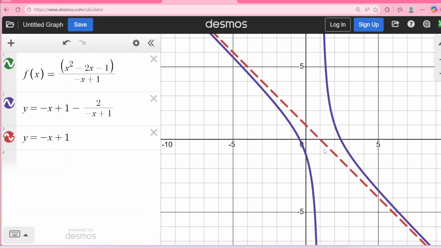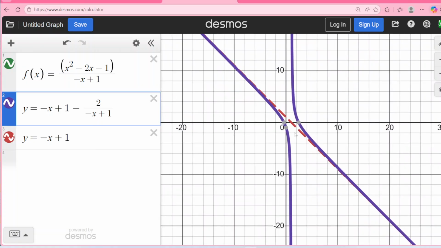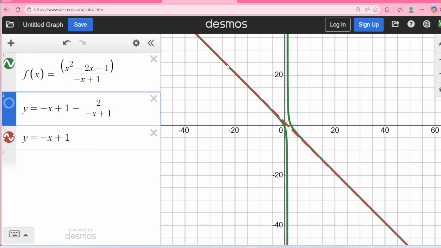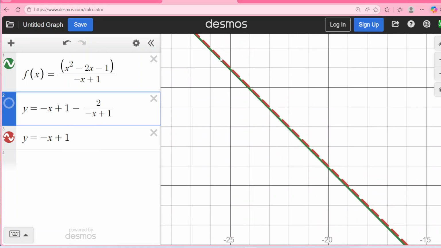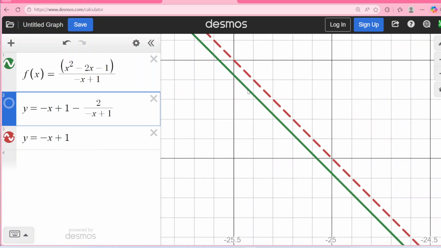So look at the graph. See how to the far right, the graph is approaching this red dotted line. To the far left, the graph is approaching, getting closer to this red dotted line. If you zoom out enough, that red dotted line looks like it's right on top of the graph. Right? If you zoom out enough, they almost look like they're the same, even though when you zoom in, they're not exactly the same.